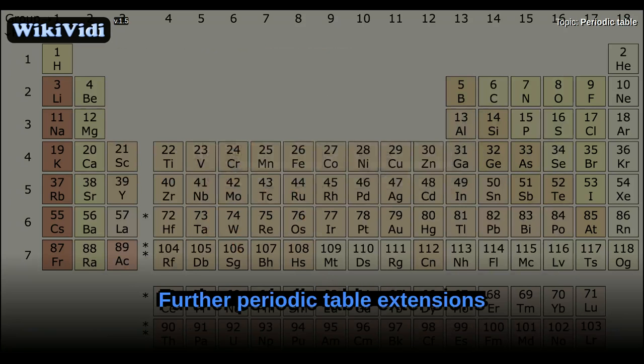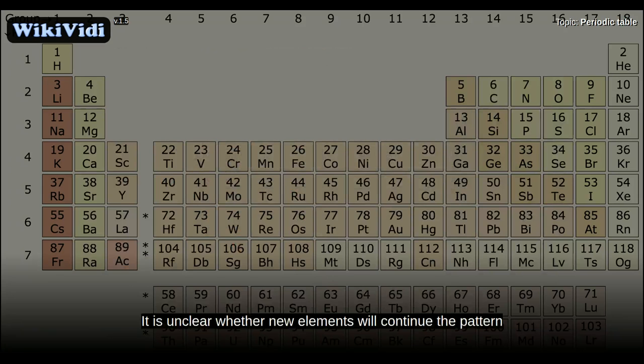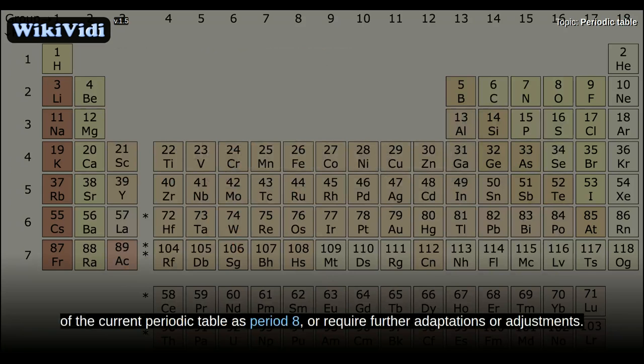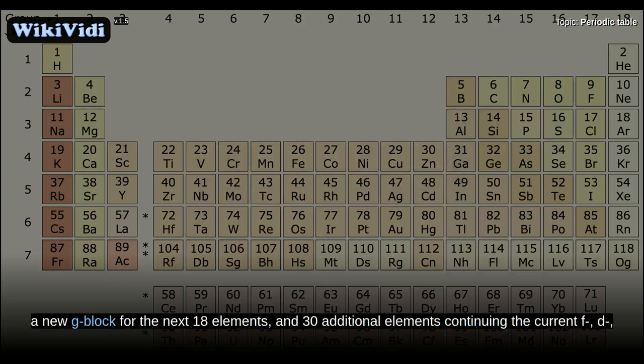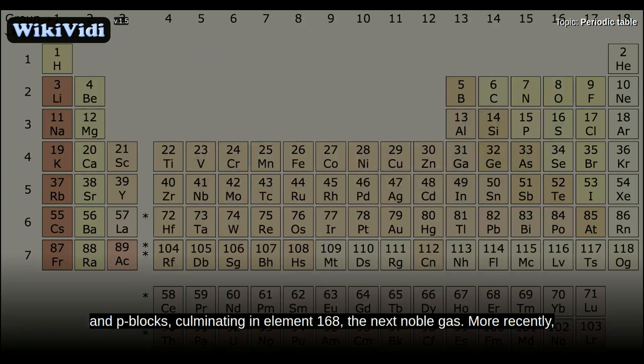Further periodic table extensions. It is unclear whether new elements will continue the pattern of the current periodic table as period 8, or require further adaptations or adjustments. Bohr expected the 8th period to follow the previously established pattern exactly, so that it would include a 2-element s-block for elements 119 and 120, a new g-block for the next 18 elements, and 30 additional elements continuing the current f, d, and p blocks, culminating in element 168, the next noble gas.